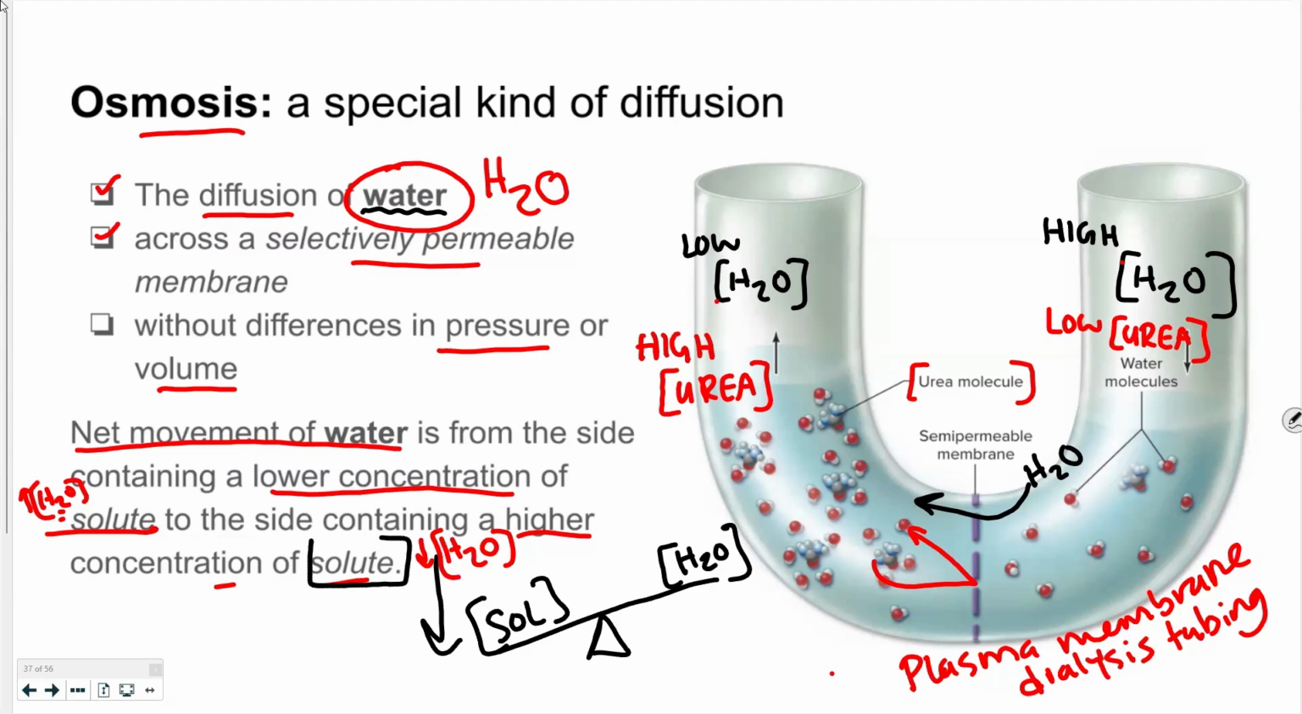But remember this teeter-totter analogy, and pay really close attention when you're reading these questions. Are you being asked about the concentration of the solute, or are you being asked about the concentration of the water? And remember that they're inversely proportional. This is a potential point of confusion, so I just want to make sure that I'm spending the time here to give you the tools to understand that we've got two things going on: our concentration of solutes, and our concentration of water molecules.